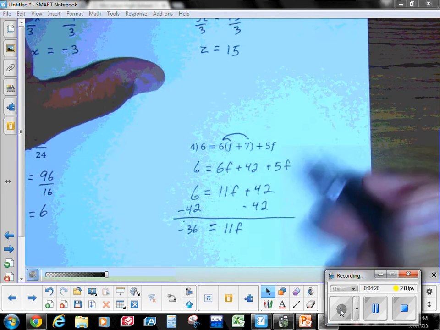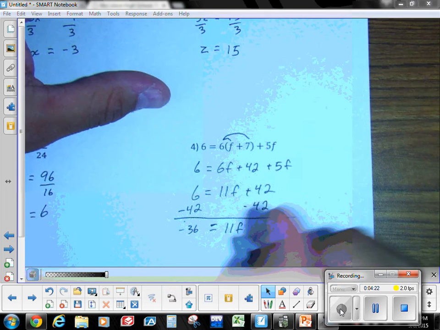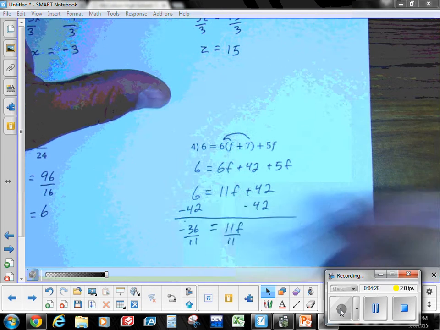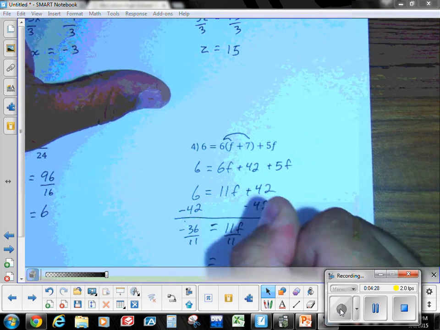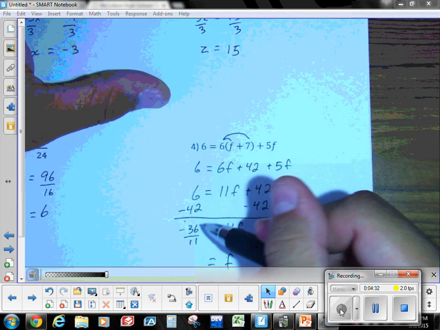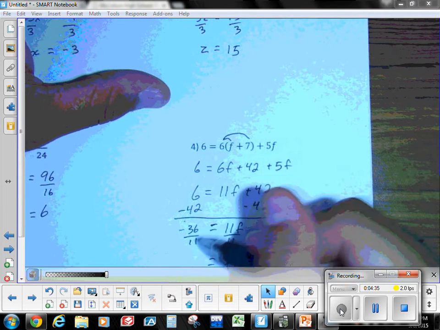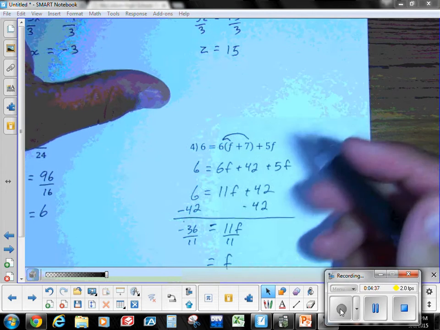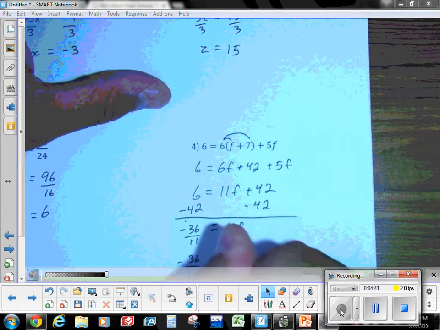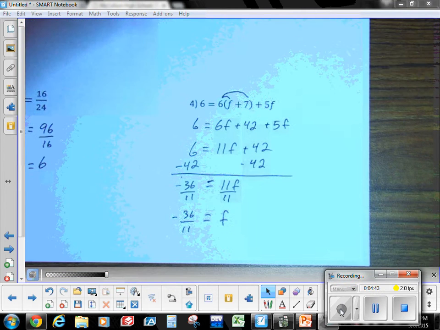Very last step is divide by the coefficient in front of the variable. It happens to be 11. Dividing by 11, divided by 11. 11 divided by 11 is 1f by itself, which is what we want. And -36 divided by 11 does not simplify. So that gives us our final answer as a fraction, -36 over 11. And those are examples.